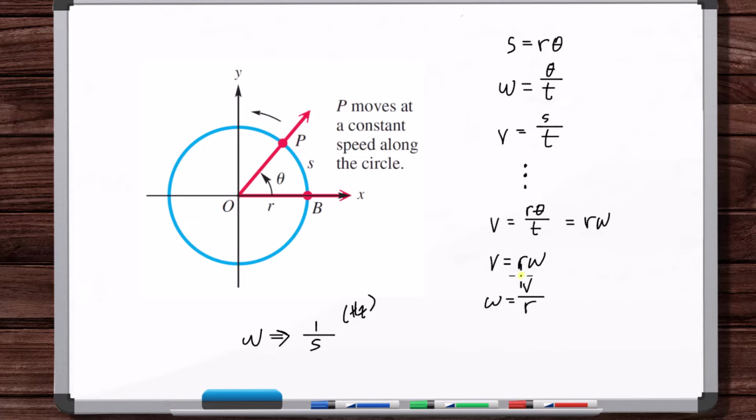Okay, and you can play with this. So, okay, V is equal to r omega, V is equal to S over T, so that means r omega is equal to S over T. So S is equal to r omega T. That's interesting. You know, you can play with these relations.